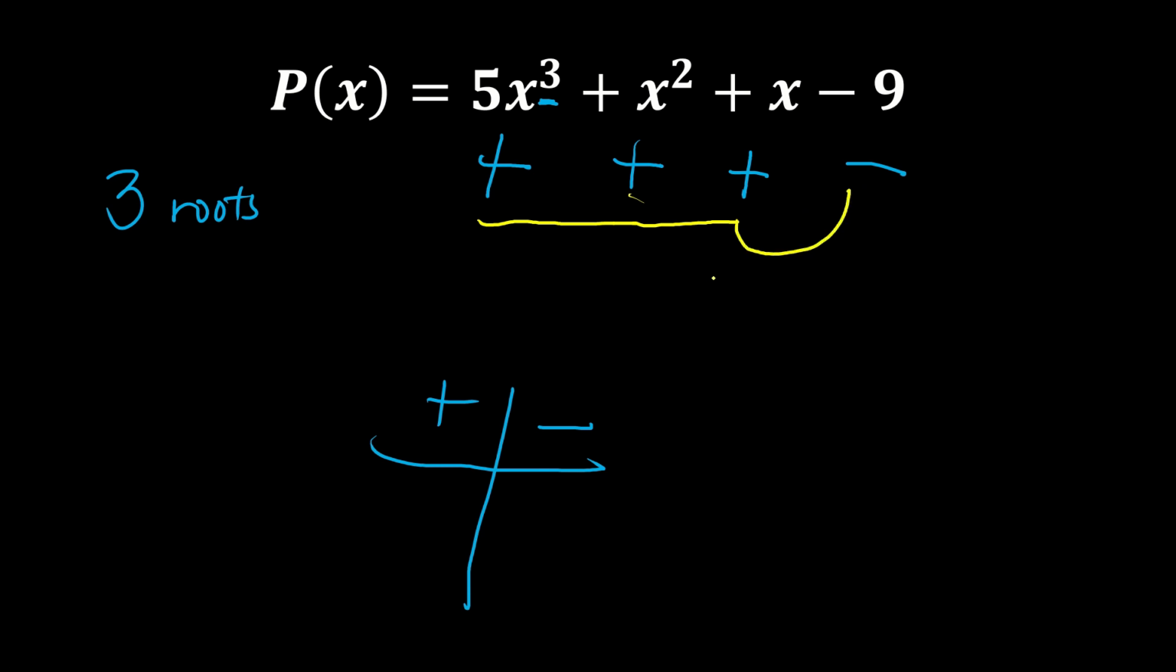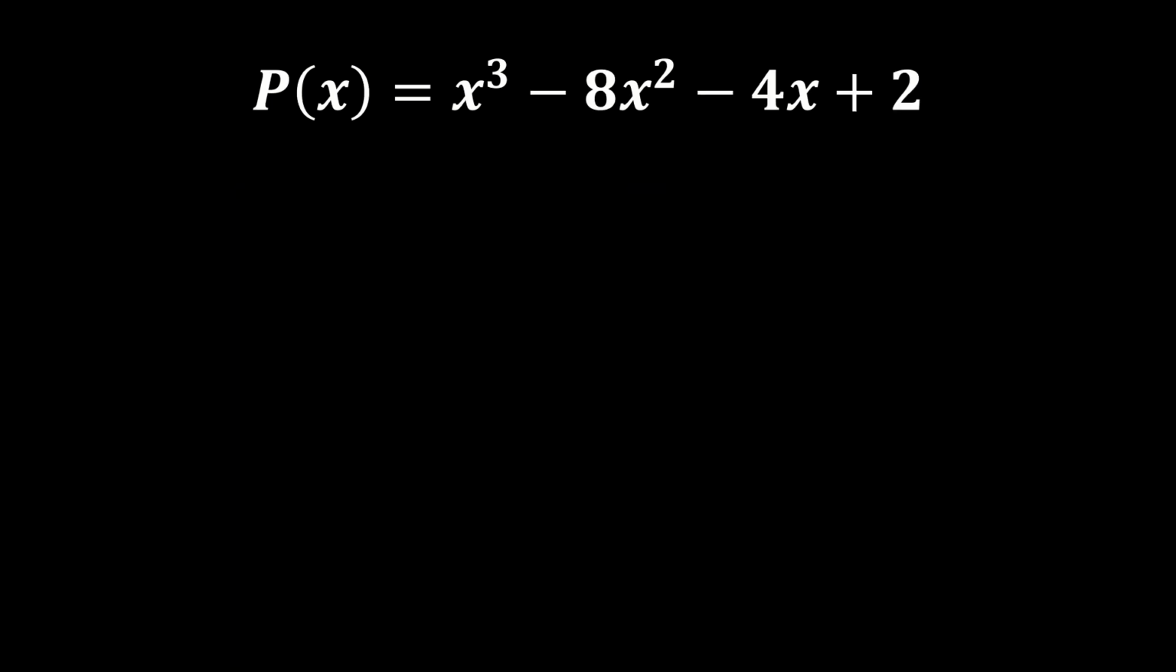So, ilang beses nagpalit yung sign? So, isa. So, therefore, there is only one positive root. And since there are only 3 roots ng function or 3 zeros, so tatlo lang daw yung values ng x ang magiging 0 kapag sinubstitute natin dito sa function natin yung answer. So, isa ay positive. Obviously, 3 minus 1, so there will be 2 negative roots. Okay po? Okay, this will be the last example.